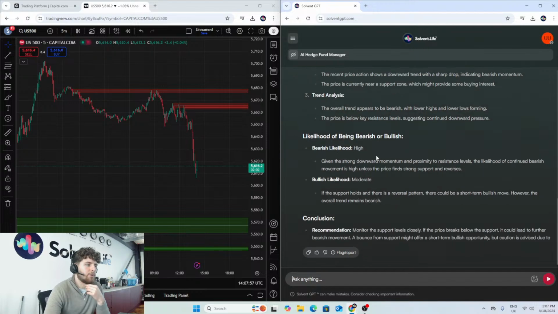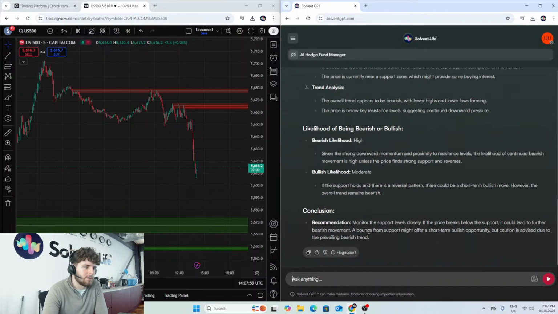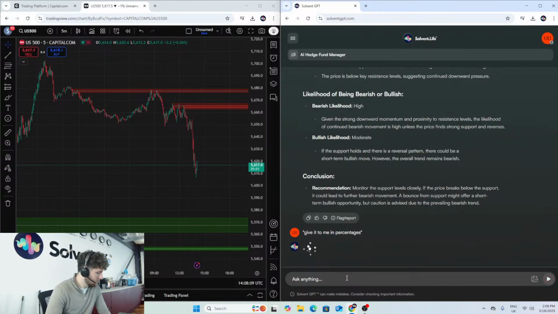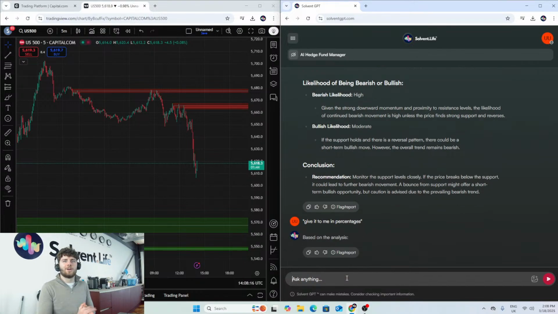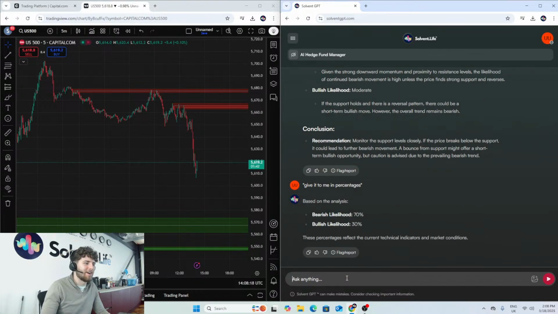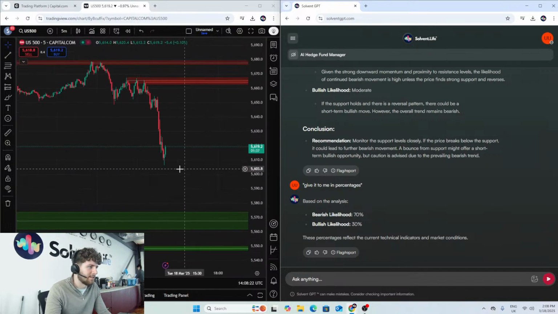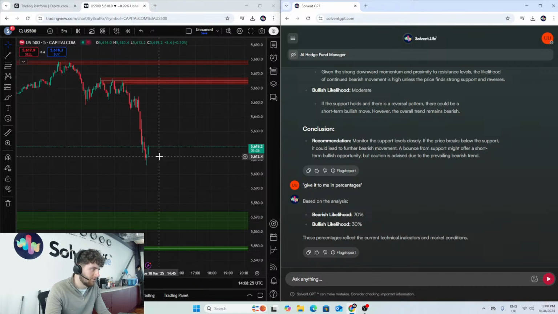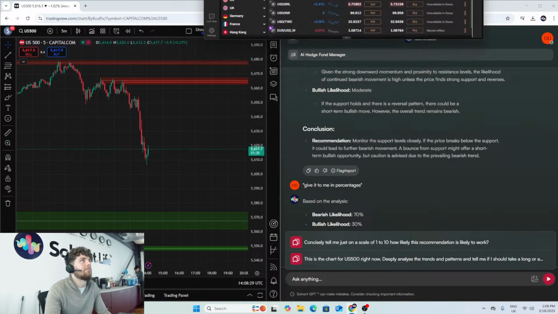Fantastic. So a bearish likelihood we have high here. Give it to me in percentages. We got some fire emojis from Carlo. Let's go. Shout out Carlo. Bearish likelihood 70%. Now, I think this is a fantastic entry if we were going to go short, and I definitely think it's something we can think about setting up here.